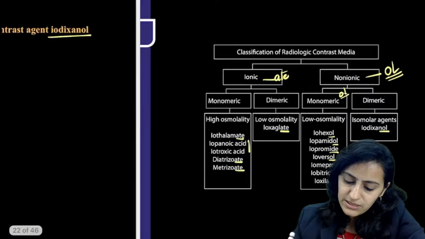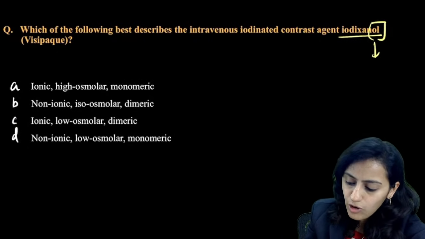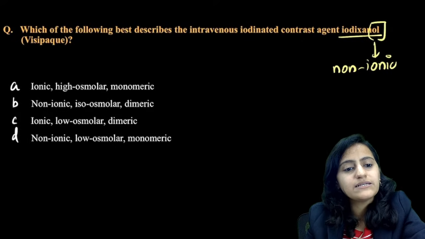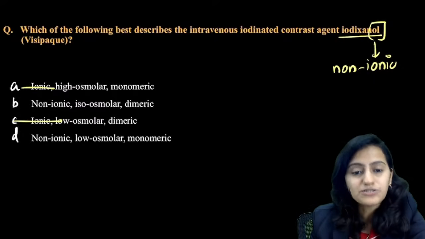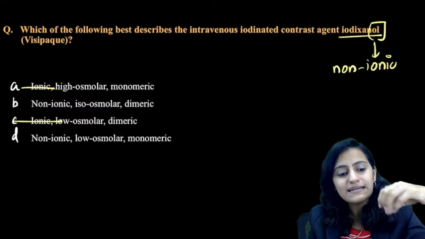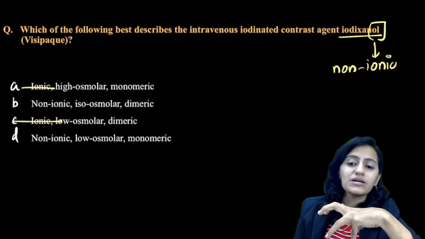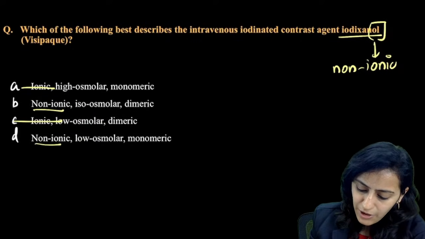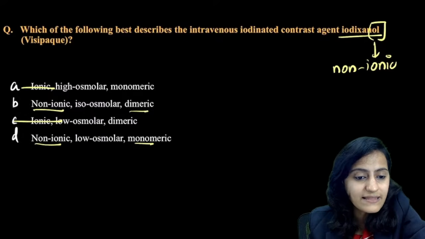So based on this trick, if you go back to this, iodixanol, it's ending in OL. So this is going to be a non-ionic contrast, right? So I rule out the option, it's not ionic, it's not ionic. So option A and option C is ruled out. Remember that in the MCQ exams, ruling out is a very, very important trick that you should be using to score more. Now, whether it is non-ionic dimer or it is non-ionic monomer, even if I can identify that.